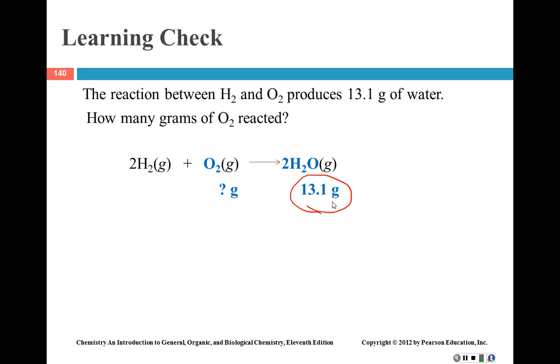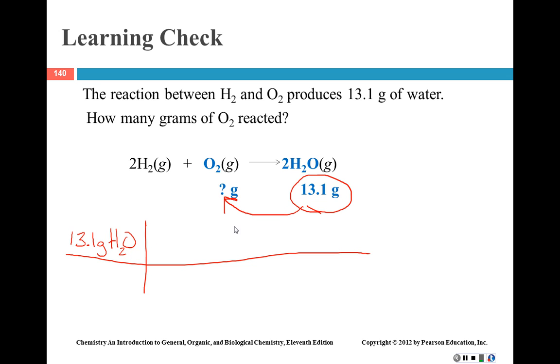And so what we're going to do is we're going to back calculate and try to see if we can figure out how much oxygen we used to produce that. And so my method would be what? We start with what we have, what we're given, 13.1 grams of water. Not a very straight line. All right, what's my first step? I know grams of water will go down here. So my first step is what? Convert it to moles. That's right.